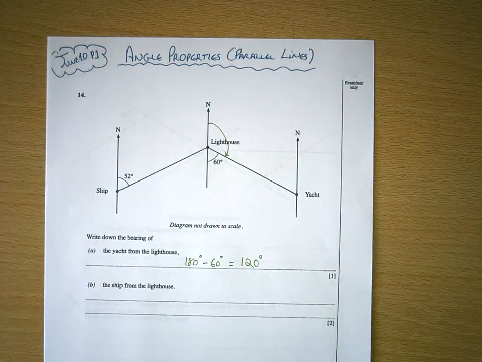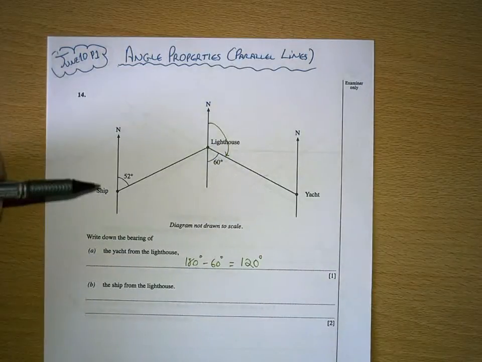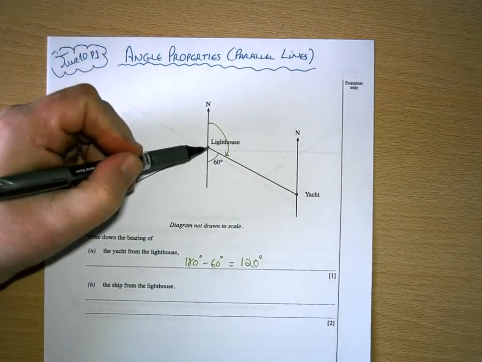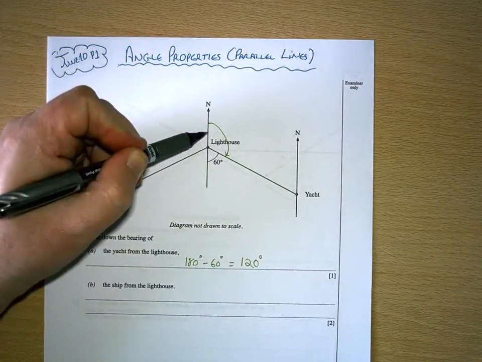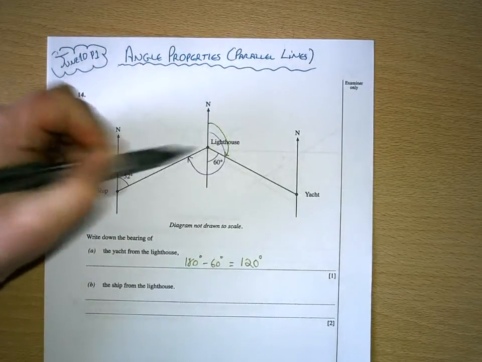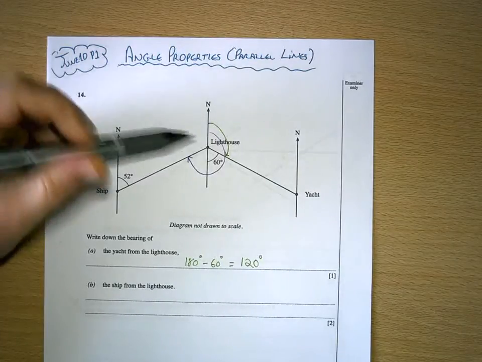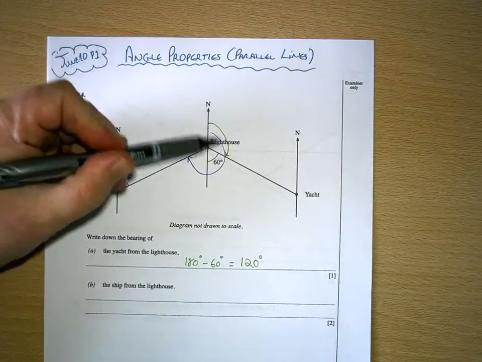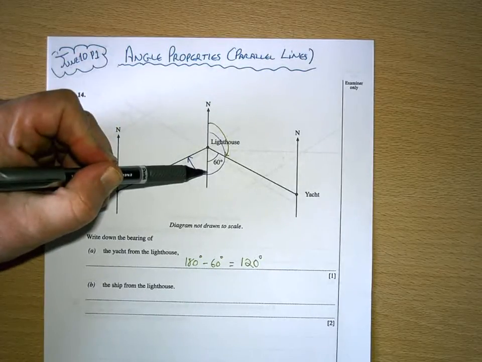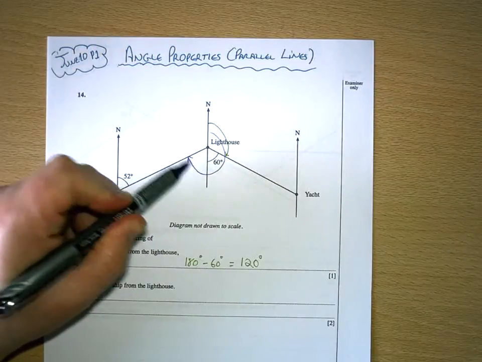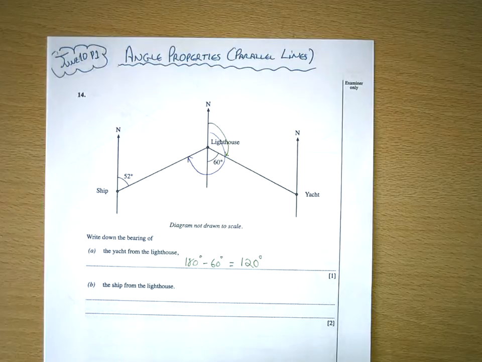Part B, we want to find the bearing of the ship from the lighthouse. So again, we're standing at the lighthouse and we need to find the angle that we turn through to go from north all the way around until our line of sight is looking at the ship. So this is the angle that we need here. Well, we know that from north to south is 180 degrees. So if we can find this angle here, then we can add that to 180 degrees and that will give us the bearing that we're looking for.